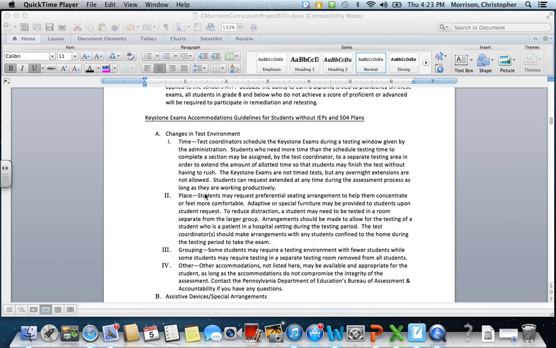Now, the next three sections deal with accommodations for students. The first section deals with students without IEPs and 504 plans. Looking at the Keystone exam, there are many requirements and procedures that school districts must follow, and each of these sections explains what the different requirements and accommodations are. It goes through in order to help explain, as administrators, guidance counselors, and teachers, these are the things that students are allowed to have as an accommodation when taking the Keystone exam. So the first section is for students without IEPs and 504 plans.